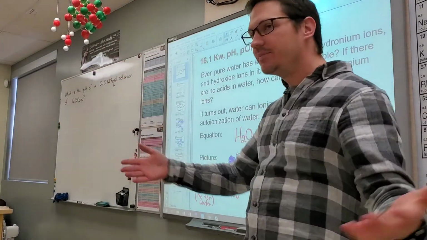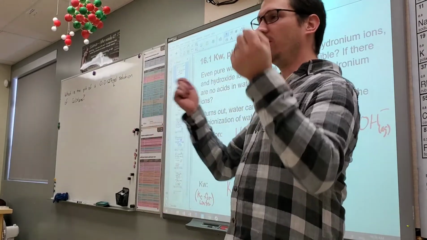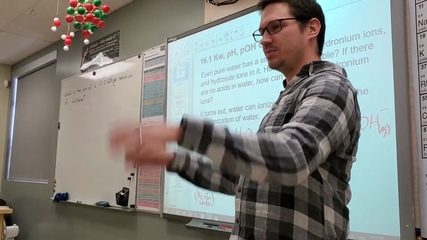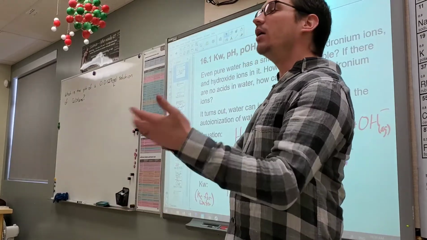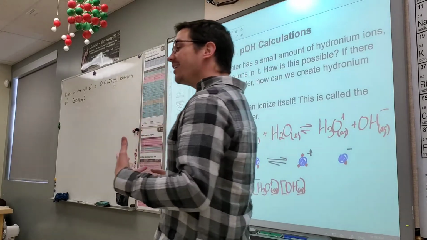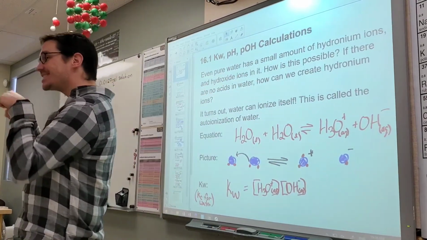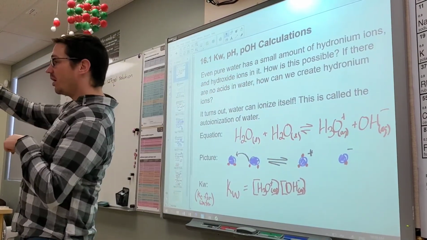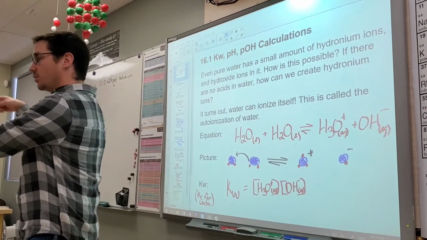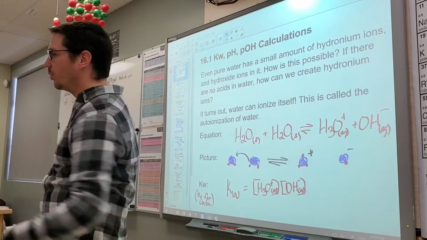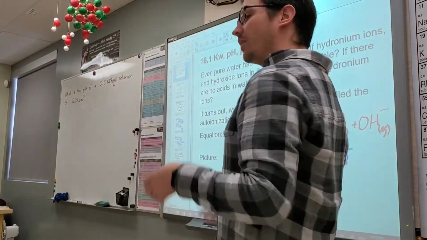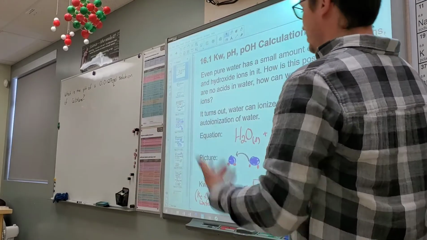So, pure water is not pure water. Okay? There's no such thing as pure water. Now, the reason why there's no such thing as pure water is because water can ionize itself. One water molecule reacts with another water molecule and they turn into not water. So there's no such thing as pure water. Now, we can make pure water by trying to get rid of everything else, but the water will react with itself and make some other stuff.